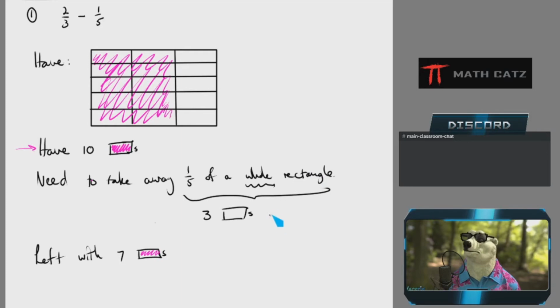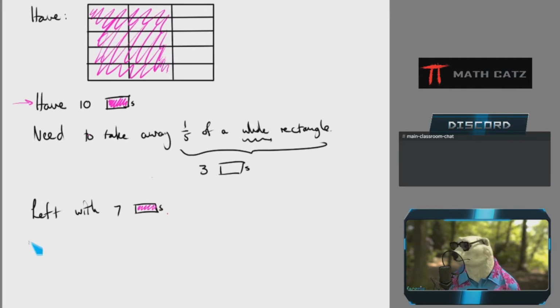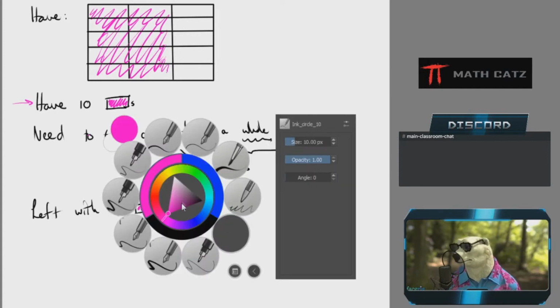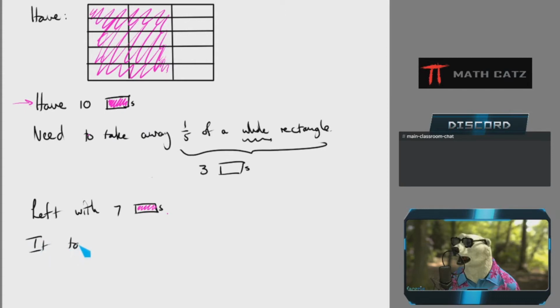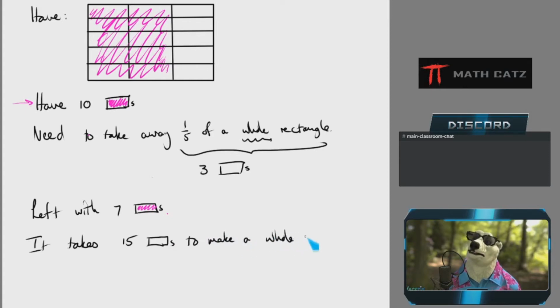In order for us to do that, the fraction is in reference to a whole, and I just need to look at a standard rectangle to figure out how many pieces is equivalent to 1/5 of a whole. Then I come back to my instruction aspect and say, okay, so I need to take away 3 of these 10, and I'm left with 7. Now my standard sentence, not pink. How many times is that going to happen? Many, many times. It takes how many pieces? It takes 15 pieces in general to make a whole rectangle.